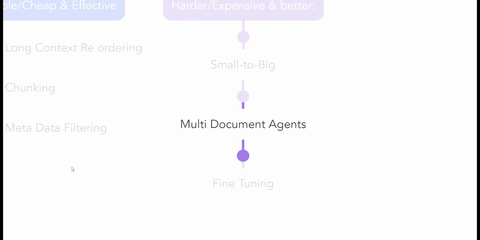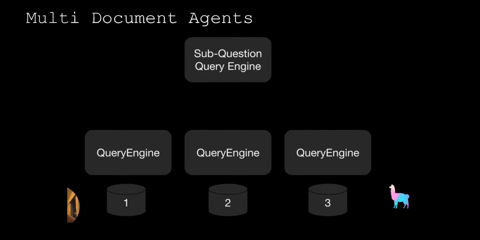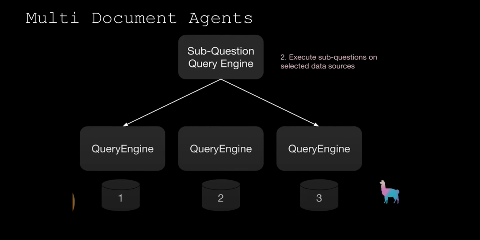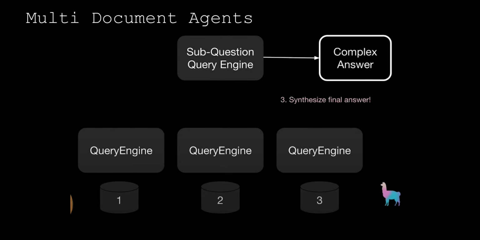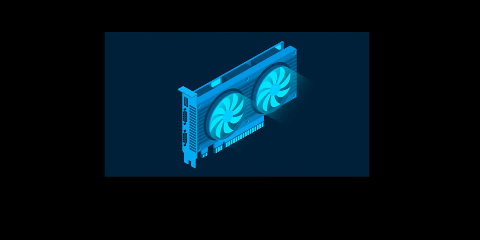For our next advanced technique, we have multi-document agents. Most naive RAGs look into one document for answering. Multi-document agents is exactly what it sounds like. You're querying between different types of documents at the same time. Now, this actually requires a bit of work to set up, but thankfully there are a lot of guides online that help you do that. This is probably the harder or more expensive technique in the list.